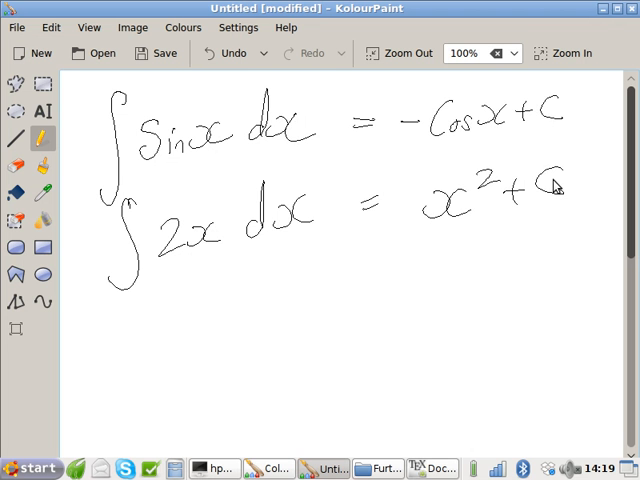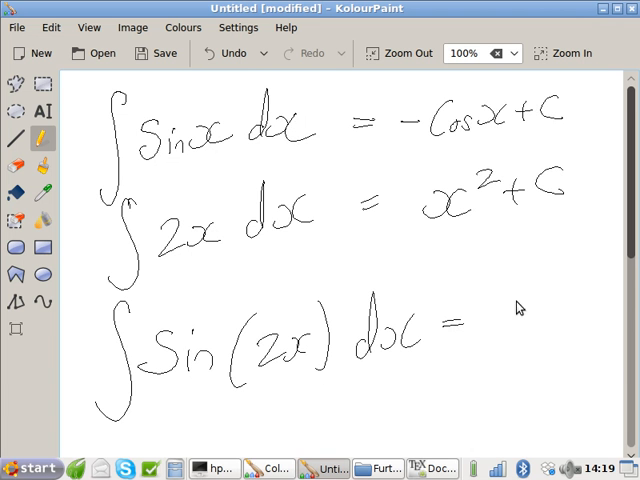X squared plus c. But in fact, we don't have any rule for this problem. So although we have a rule for sine x, and although we have a rule for 2x, we have nothing for sine 2x. So we want to look at how we can maybe simplify this problem. You don't need to write this down if you don't want to. This is just giving you the idea we're missing something.